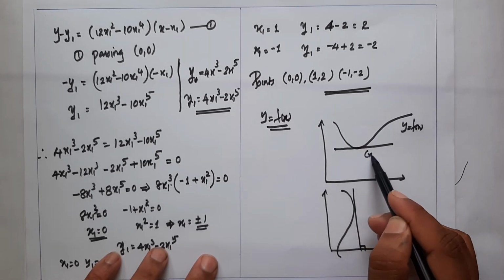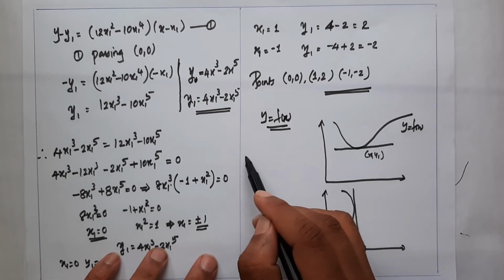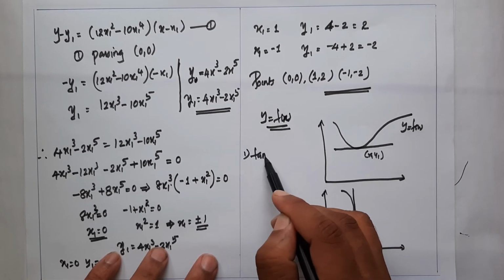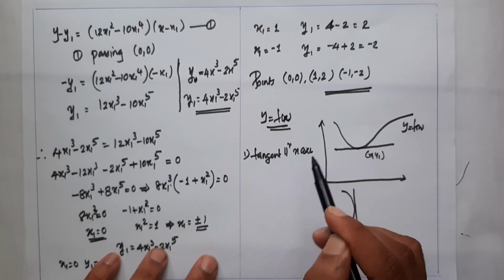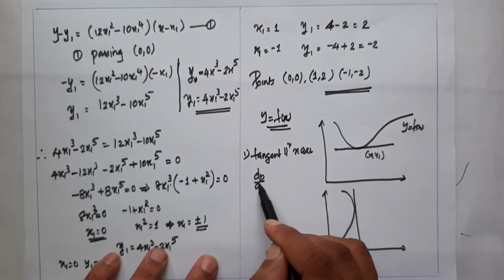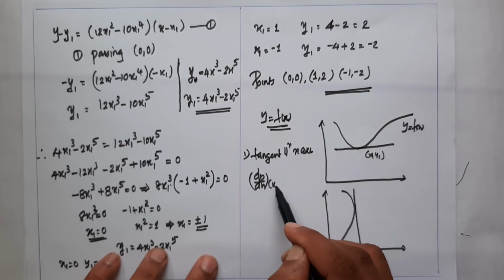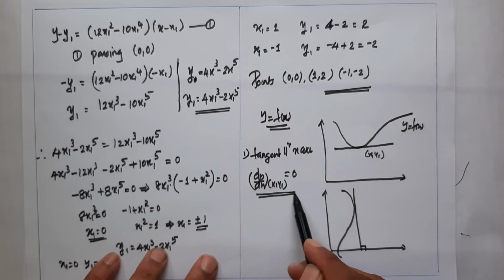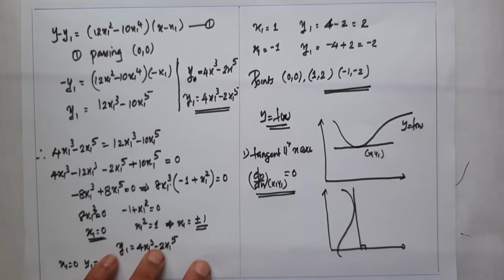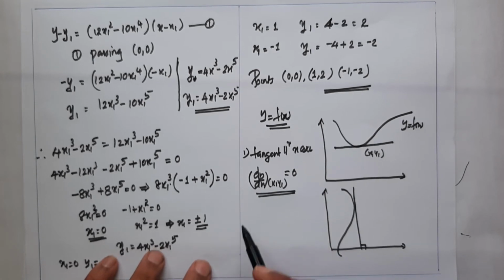If suppose the touching point is x1, y1, and our first condition is tangent parallel to the x-axis, then the slope, tan theta, is also equal to dy by dx at x1, y1 is equal to 0, which is the main condition. Where the tangent line is parallel to the x-axis, then dy by dx at x1, y1 equals 0.